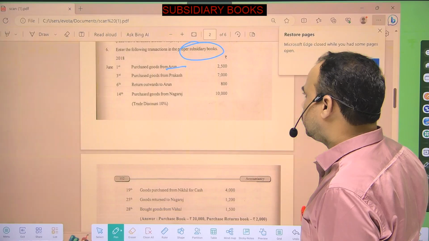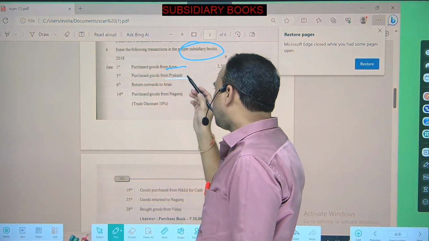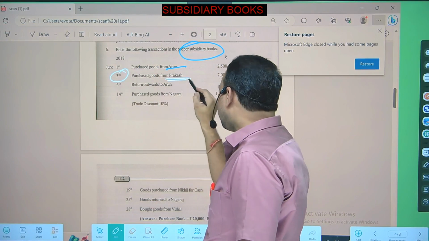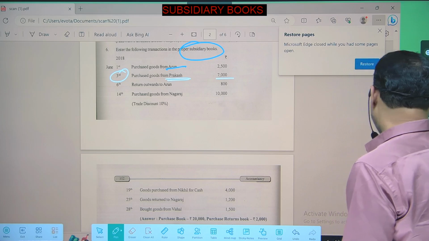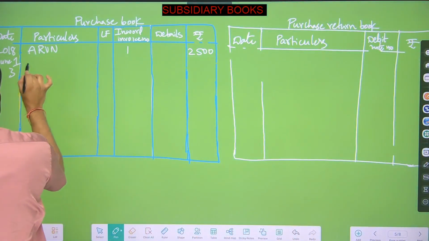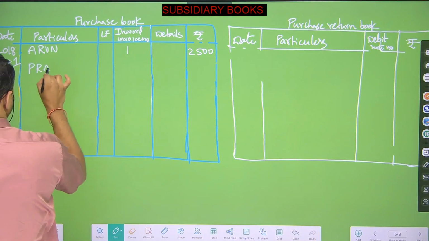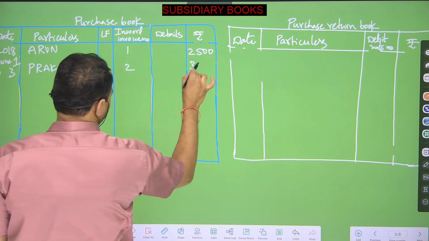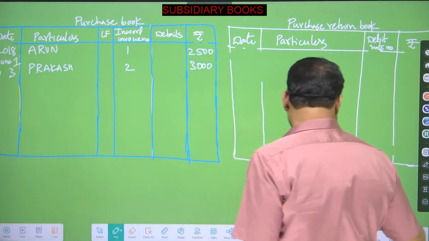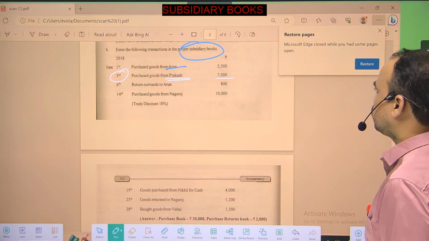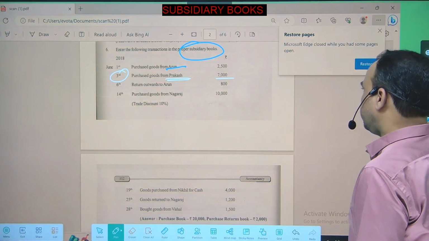See the next transaction. Purchased goods from Prakash, same as the previous transaction. Date 3rd, name Prakash, amount 7000 rupees. I return 3000 rupees.